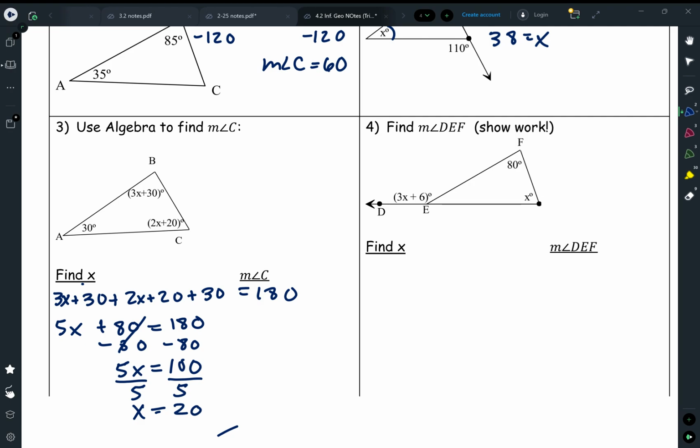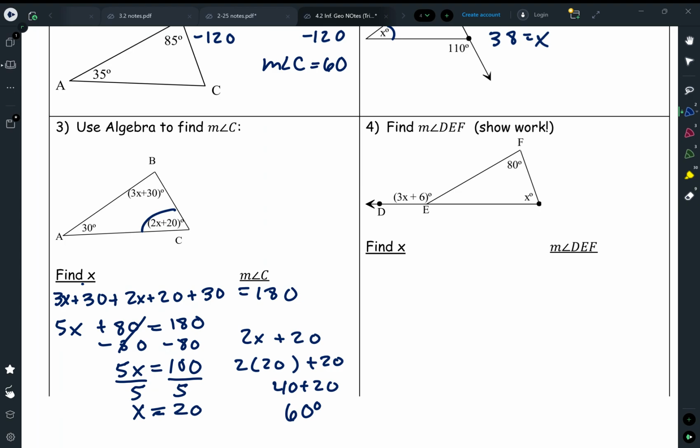And then the next step is finding the measure of angle C. So now my measure of angle C is going to be this angle right here, 2x plus 20, which is going to be 2 times 20 plus 20, which is 60 degrees. So we solved for x, we also found our angle.